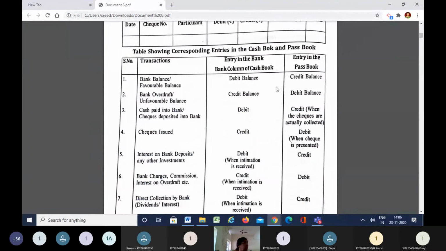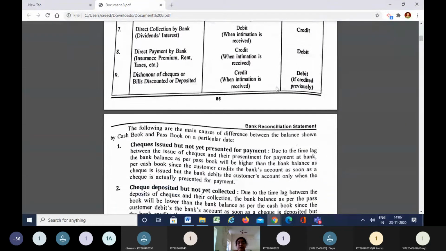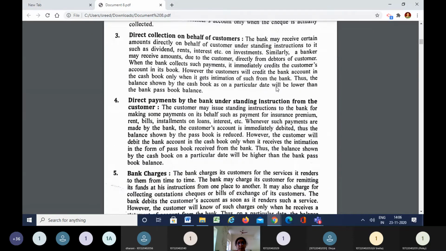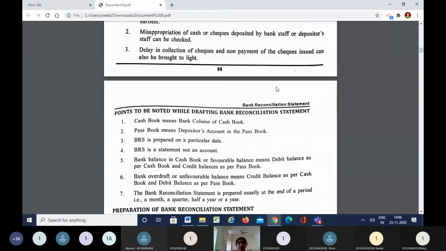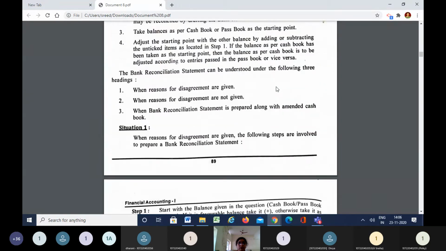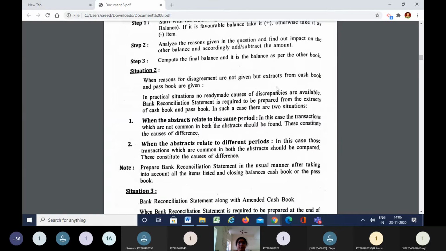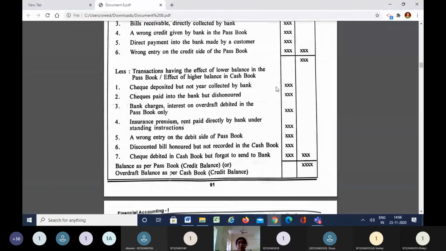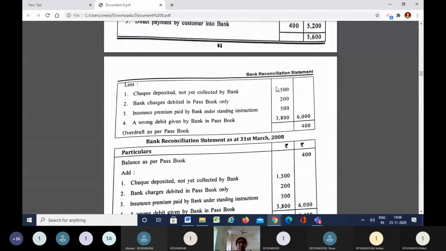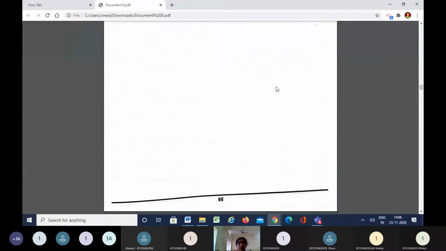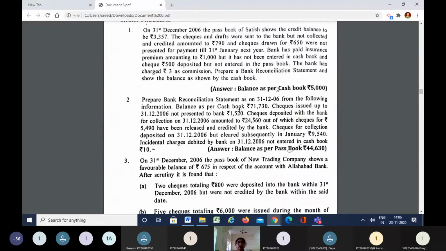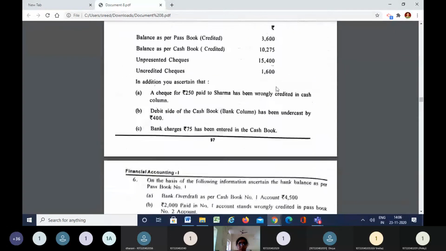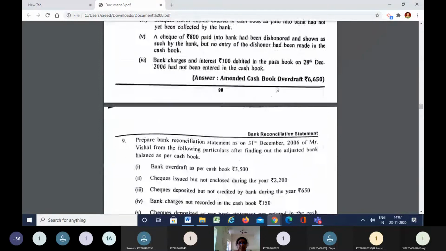We have also done the reasons for the differences in the cash book as well as in the passbook. Now let us today start with how to prepare the bank reconciliation statement. I have a question, so let us first select the question. So here we have the short ones. I'm not going to take up the short ones right now. So let us directly start with an essay problem.